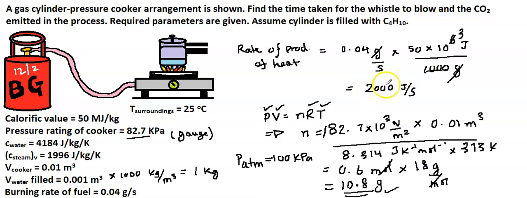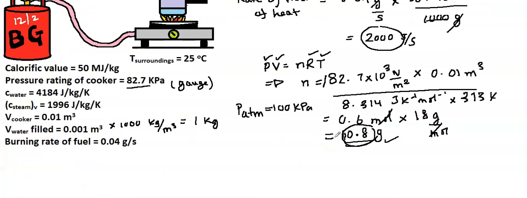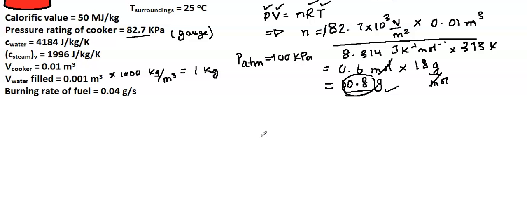So we have this. This is 10.8. Okay. All right. So we have 1 kilogram of water. We are supplying 2000 joules every second, and we need to find the time taken for essentially 10 grams of steam or 11 grams of steam to be formed from 1 kilogram of water, isn't it? Okay, so let's see.